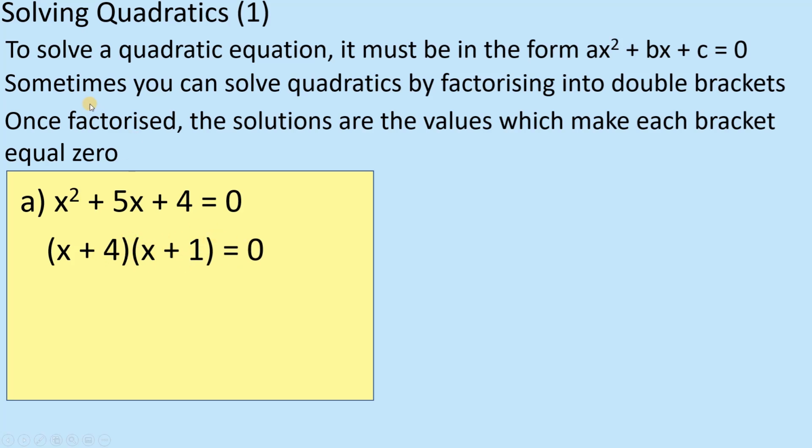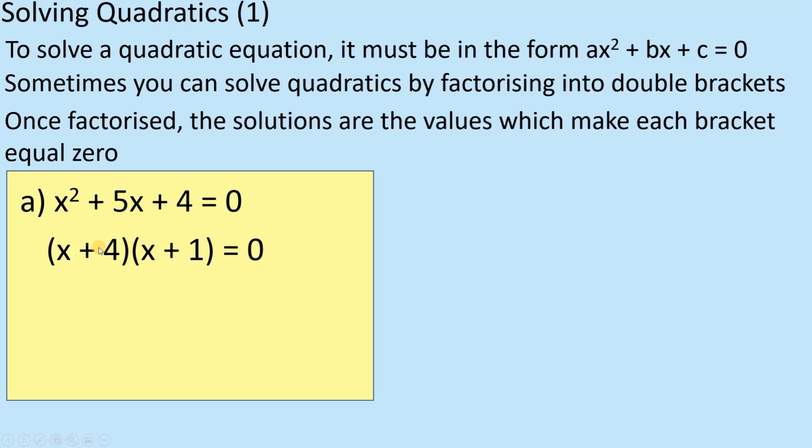Once you factorise it, the solutions are the values which make each bracket equal 0. To explain the whole purpose of that working, we're going to multiply two things together: this bracket and this bracket, and it equals 0. By definition, the only way I'm going to get 0 if I multiply two things together is if one of them, or either of them, or both of them, are equal to 0. So that means either this bracket equals 0 or this bracket equals 0.